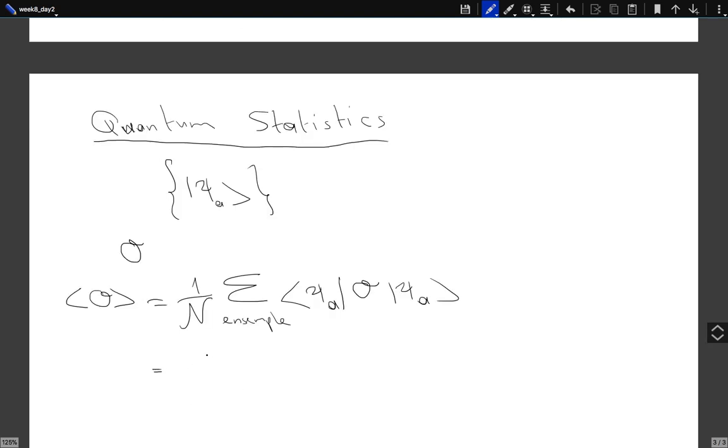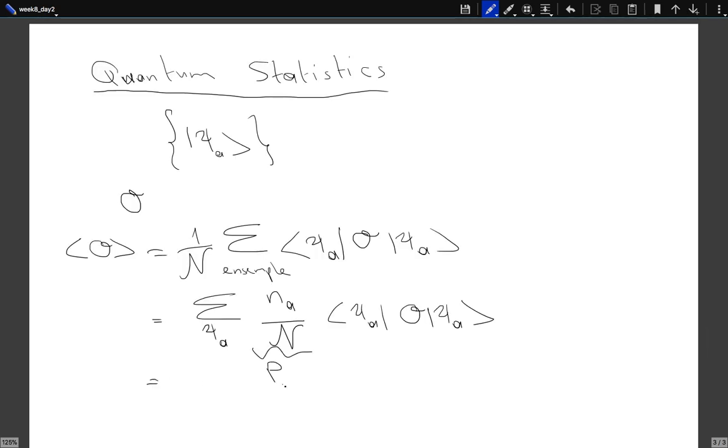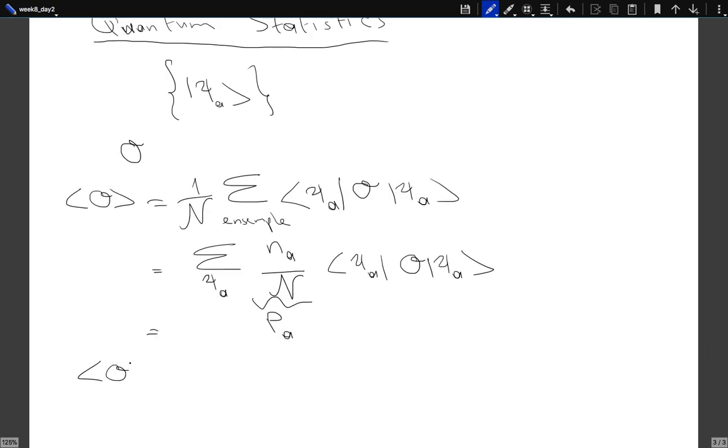Now, of course, this we can write in a slightly different form. Sum over all possible states psi A, multiplied by the number of systems in my ensemble that have this state psi A divided by the total number, then the quantum mechanical average. You see, this is nothing but the probability of the state A. This is quite similar to the classical average. Similar in the sense that, instead of the value of the operator in the microstate, we are talking about the quantum mechanical expectation value of that microstate, multiplying it with the probability of that microstate, and we are summing over all the possible microstates of my system.